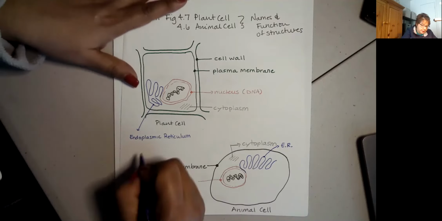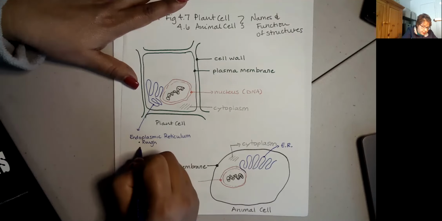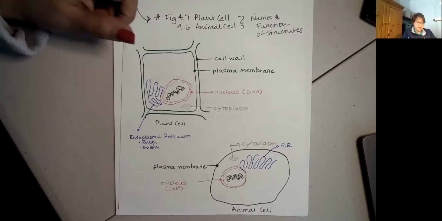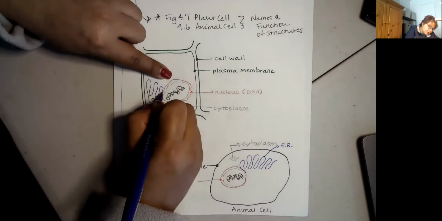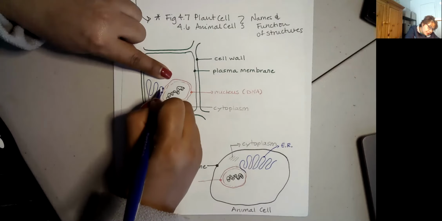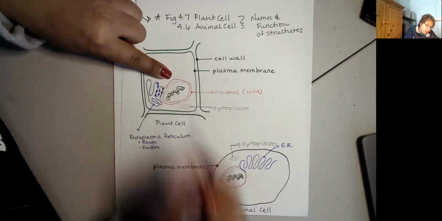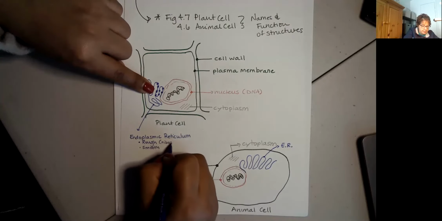There's two types of ER. There's the rough, and then there's the smooth. You can tell the difference between them. The rough is closer to the nucleus, and it has all these tiny little embedded ribosomes in the surface. And so it looks bumpy or rough.